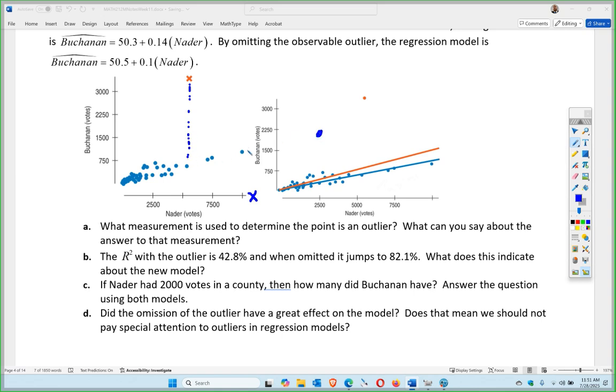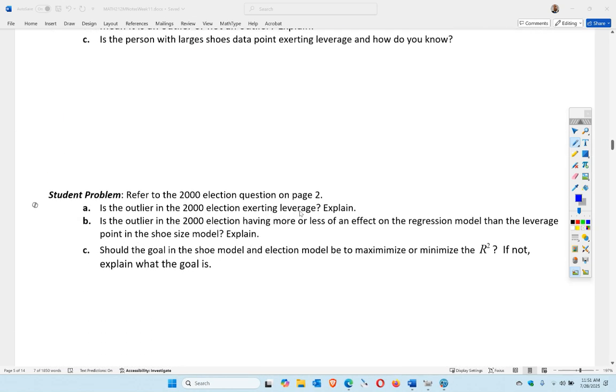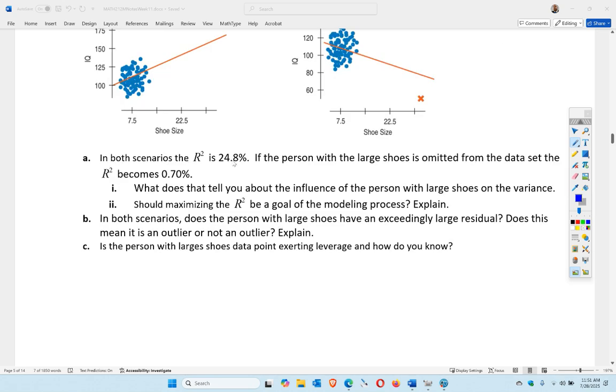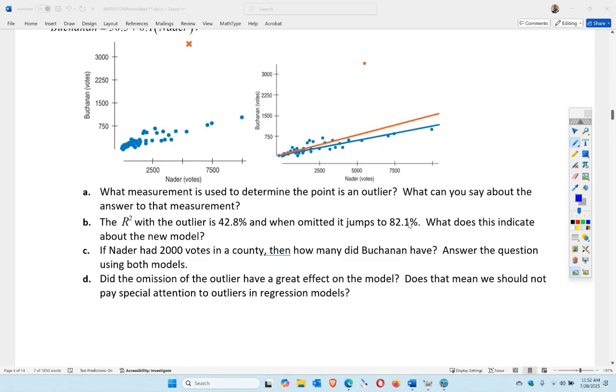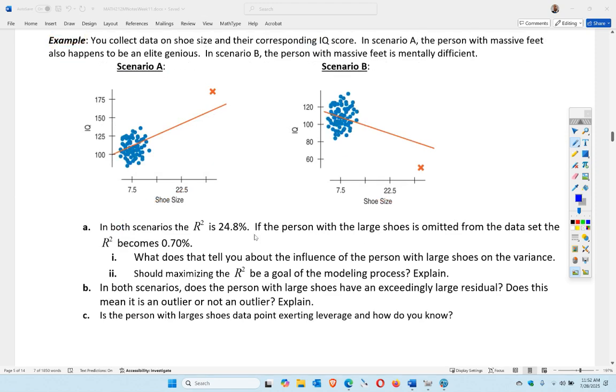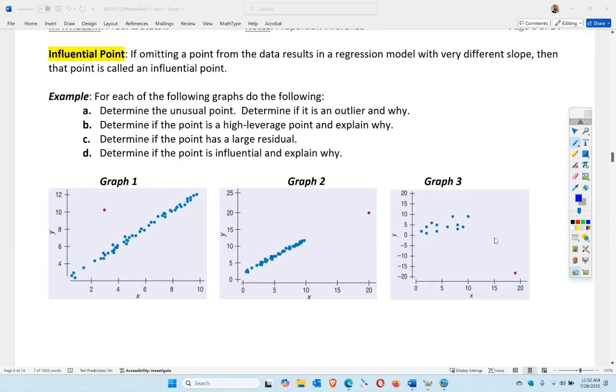If it was way over here, assuming it's talking about this graph, now it is far away from it, correct? You can maybe make an argument for this one, but definitely not this one. That has the same X value, right? So does it have high leverage? No. Does it have more or less effect on the model? Well, 24 to 70, 42 to 81, so there's about a 40% change there. I don't know, about the same maybe? Slight difference, obviously, but who's to say? Are they both bad? Yes, they're both bad.